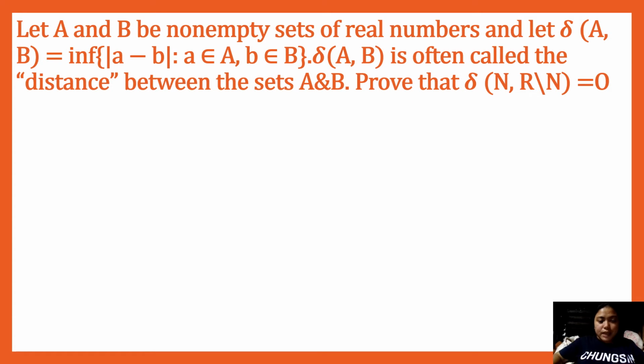This is the statement. Let A and B be non-empty sets of real numbers, and let delta(A, B), the distance between A and B, equal the infimum of the set of the absolute difference of a and b such that a is an element of A and b is an element of B. The delta(A, B) is often called the distance between the sets A and B. Prove that the distance between the natural numbers and the real numbers over natural numbers is equal to 0.